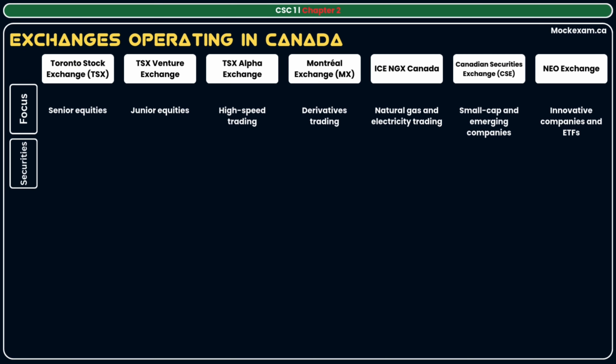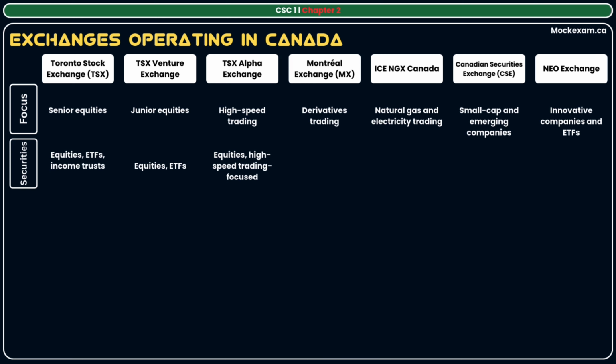Let's go for securities. What type of securities are traded in each of these 7 exchanges? Starting with TSX. Equities, ETFs, income trusts are traded on TSX. On TSX Venture Exchange, only equities and ETFs are traded. On TSX Alpha Exchange, equities with a high-speed trading focus. So remember, the keyword for TSX Alpha Exchange is high-speed trading. So high-speed trading of equities.